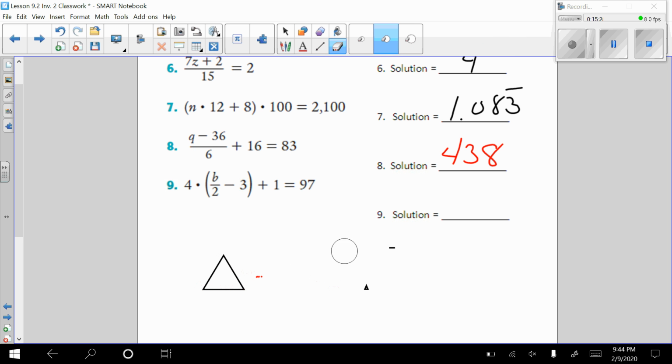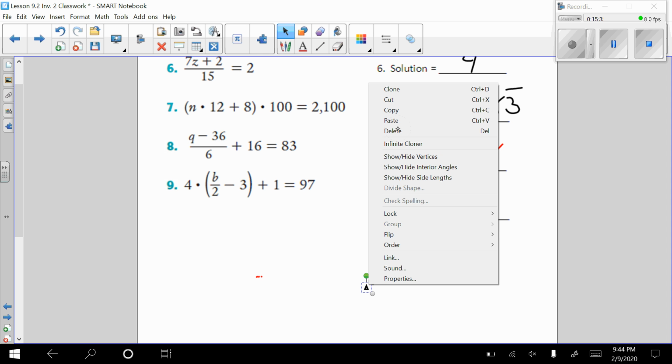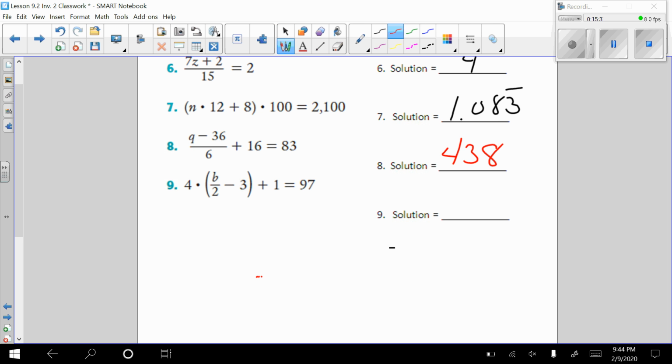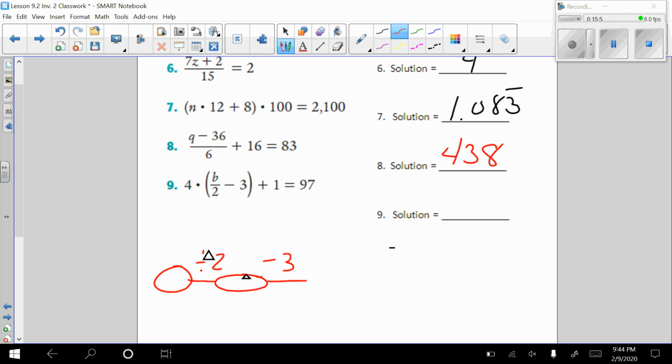Get rid of this here so we can go ahead and get to the rest of it. All right, last one, number 9. Drawing my circle. First thing I do to that variable is I'm dividing it by 2. Next thing I'm doing to that variable is I'm subtracting 3. Next thing I'm doing is I'm multiplying by 4. Next thing I'm doing is I'm adding 1, all to get to 97.